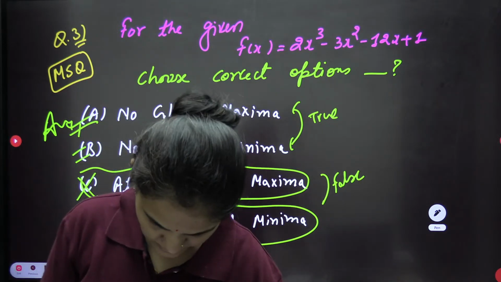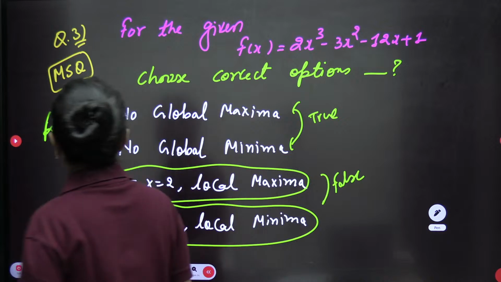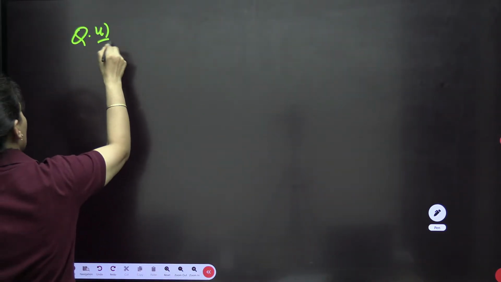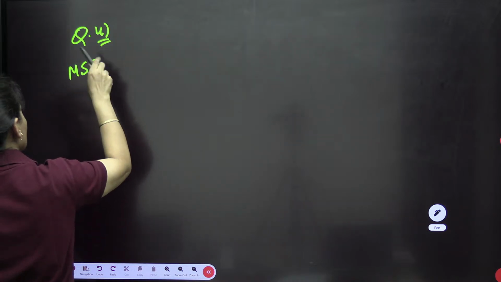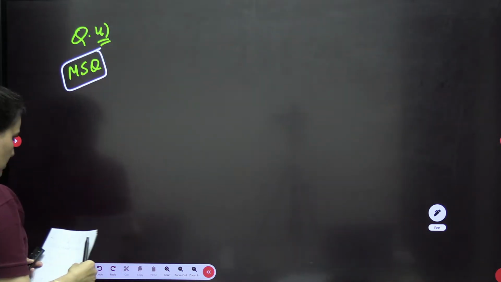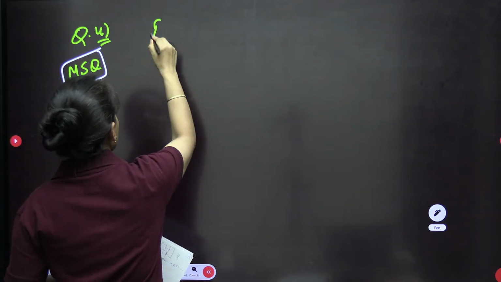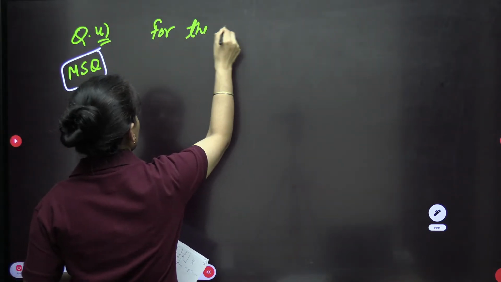And what is the next? Next question is again an MSQ. All right. Let's go with the next one, which is again an MSQ. What is it talking about? We are having the given matrix.